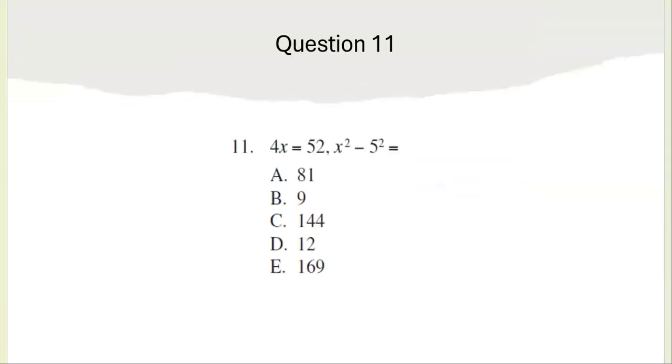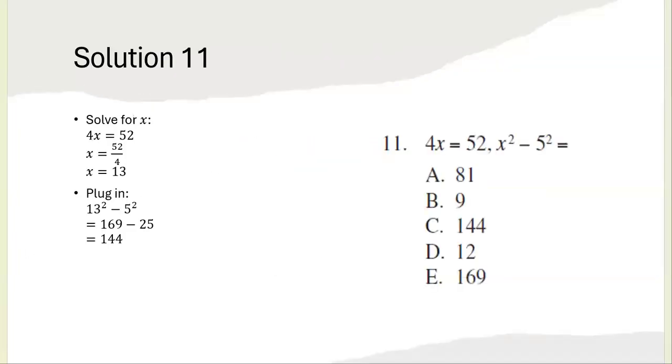What about this one? 4x is 52. What's x squared minus 5 squared? Well, we could just solve for x here. So x would be 13. And then plug x into here. 13 squared minus 5 squared. That's 169 minus 25. That's 144.